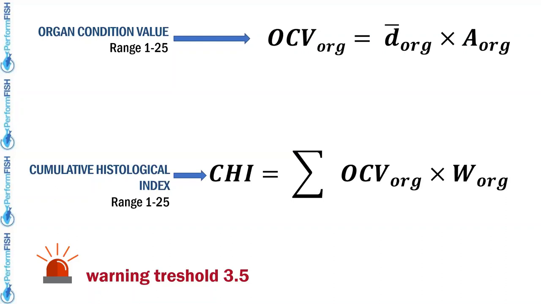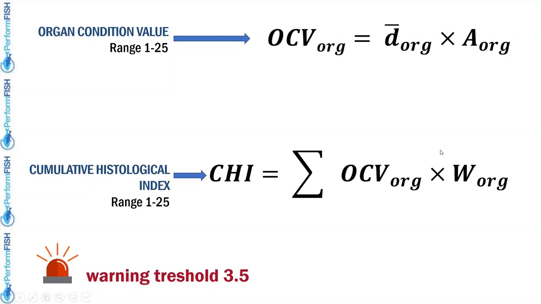We actually obtain two values. The first one is used to derive the degree of histological alteration of an organ district, and this index is named OCV, or organ condition value. It is given by the product between the average score of the organ descriptors and the score of the architecture of the organ. I remind you that in architecture are considered all the regressive and progressive alterations, the pathological alterations.